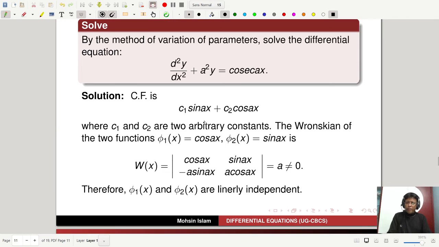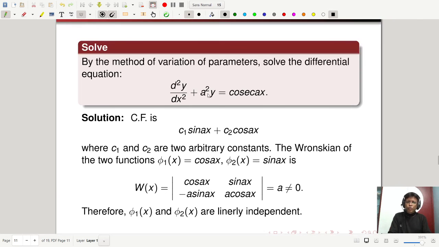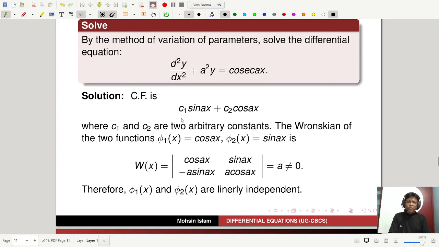Now let's solve some problems. Our first problem is d2y/dx2 plus a squared y equal to cosec ax. We already solved this type of problem in the previous chapter, linear equations with constant coefficients, using the particular integral technique. But here you know the auxiliary equation is m squared plus a squared equal to 0, so you have complex roots and the complementary function will be like this. This is very simple to calculate. C1, C2 are arbitrary constants.